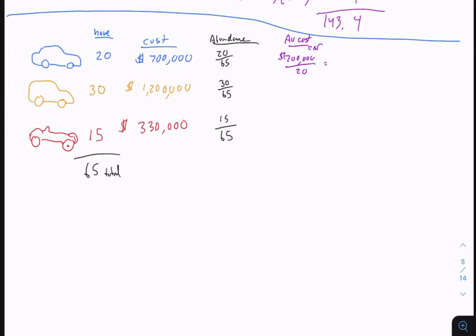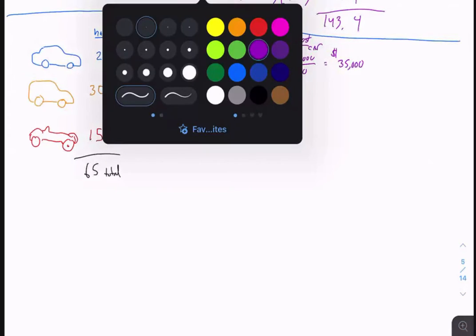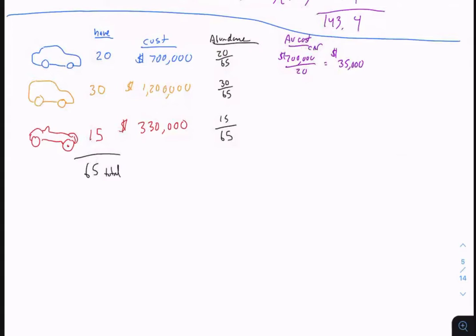Okay, so $35,000 per car for the sedan. And then, oh, I should have kept with the same colors. That's all right, I'll do it this time. So $1.2 million for 30 cars for the SUV.